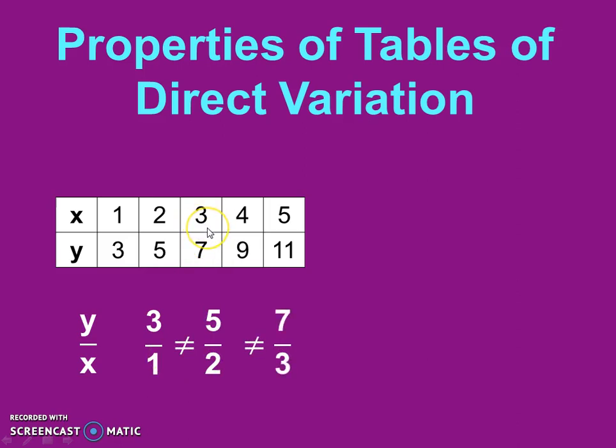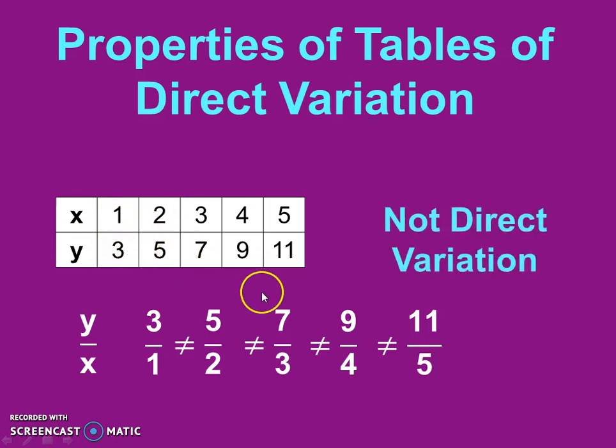When I look at 7 divided by 3, that's like 2 1/3. So that's still not the same as either of the other ones. 9 over 4, that's going to be 2 1/4. So still not the same. And then 11 over 5 is 2 1/5. So none of these fractions are the same as one another. It's not proportional. It's not that one variable is a direct multiple of the other, and therefore we can say this is not direct variation.